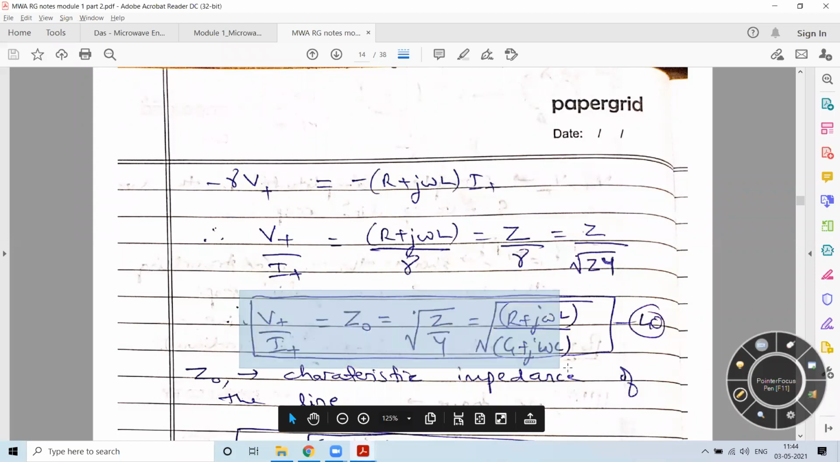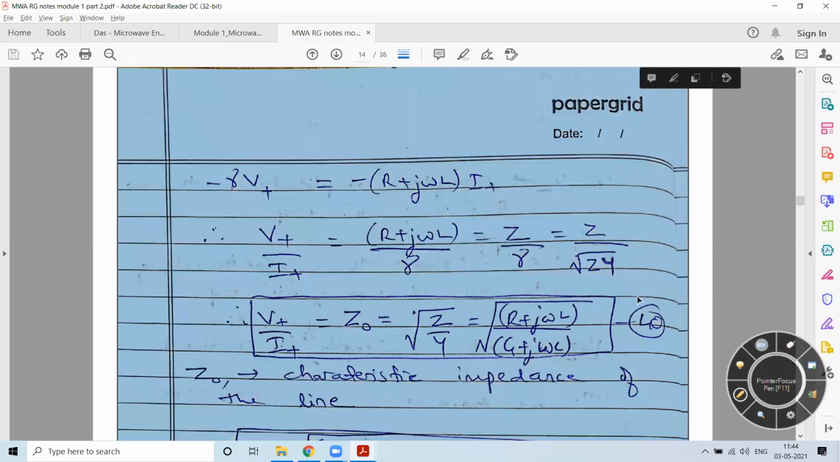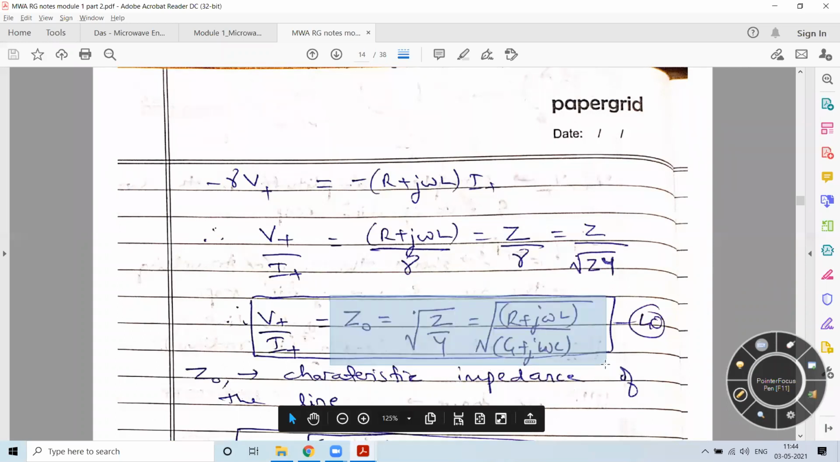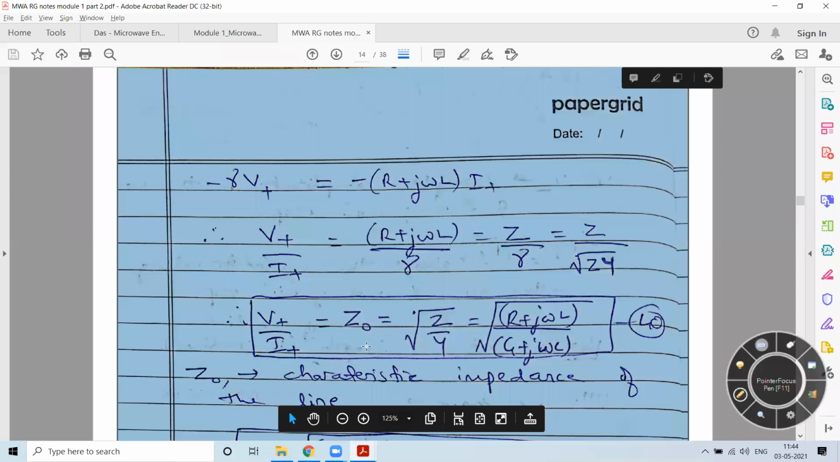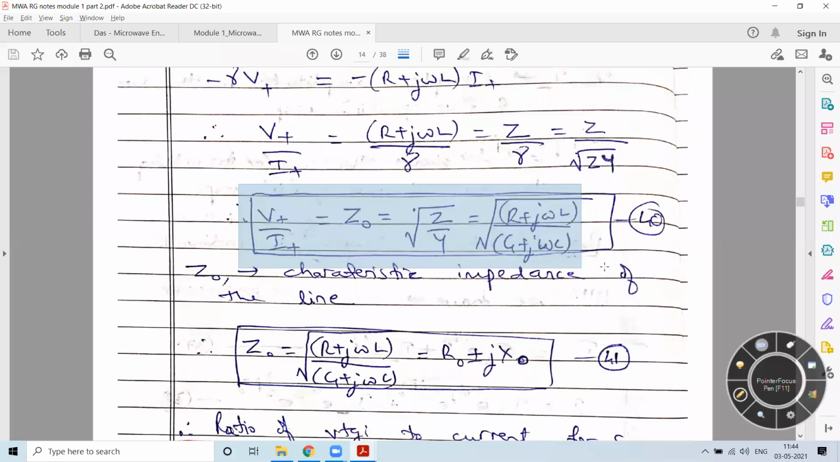So we have obtained the solution for Z naught, the characteristic impedance. Now what we have to do is obtain the solution for alpha and beta. This one still has further simplification, so we'll look at it after we solve the alpha and beta equations. So Z naught is represented by equation 40.